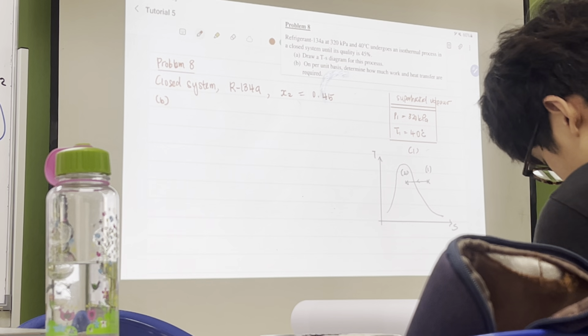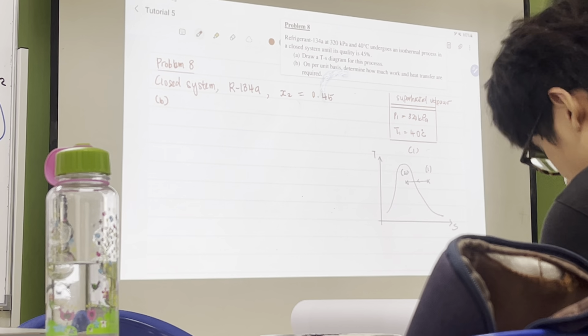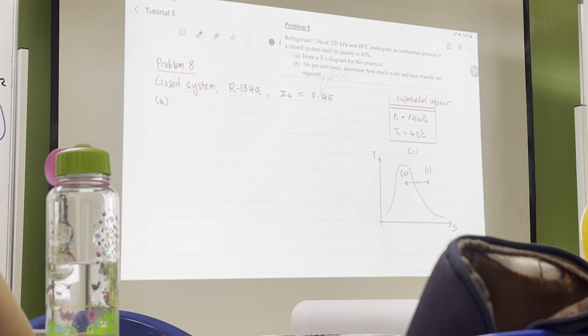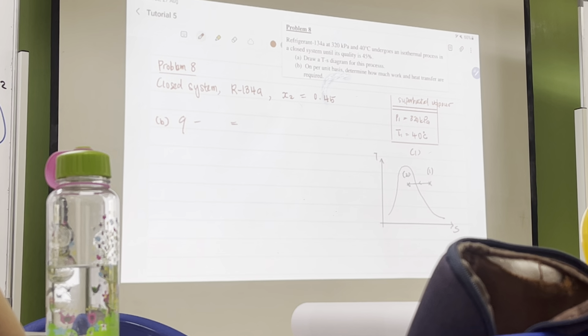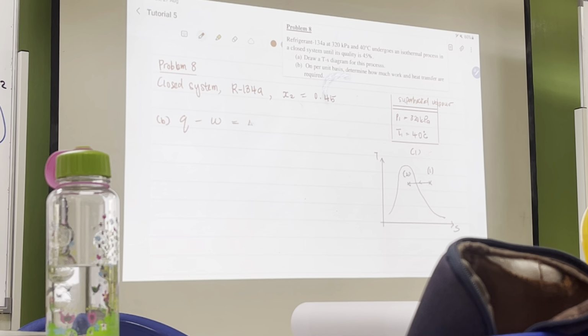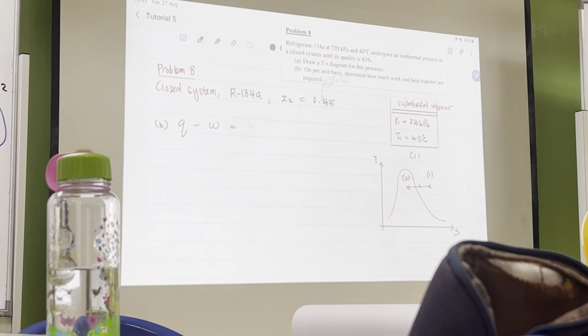B: on a per unit basis, determine how much work and heat transfer are required. So you need to determine both the work and heat in this process. This is a closed system. Easiest way, you start with q minus w equals, sorry, the small letter version because we are looking for it on a per unit basis, delta u, so u2 minus u1.